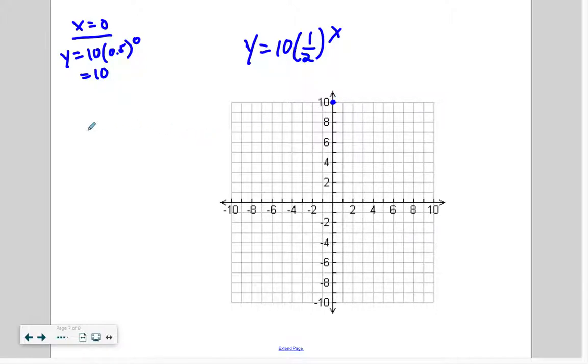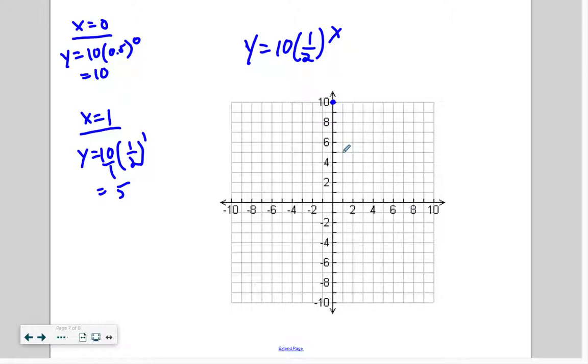All right, I don't know what this was. That was way high. Let's try another point. X equals 1 means you have y equal to 10 times 1/2 to the first. Well, 1/2 to the first power is just 1/2, so this is really 10 times 1/2, which is 10 over 2, which is 5. So at 1, you're at 5.